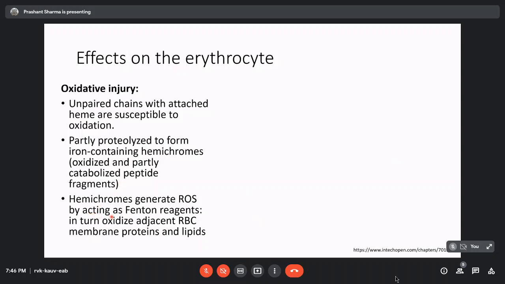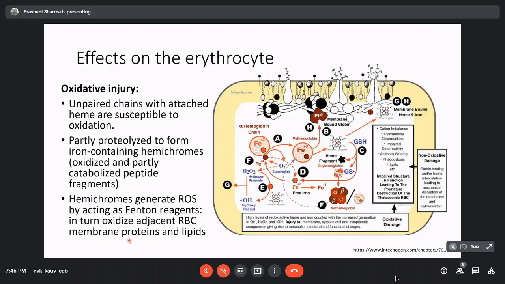What they do, the hemichromes act as Fenton reagents and they generate ROS, and then we all know that the ROS is going to oxidize all the structures in the membrane that they come in contact with, whether it's lipid or proteins or even DNA. So this is a diagram where we can see the various effects of the membrane-bound globin chains which have precipitated.